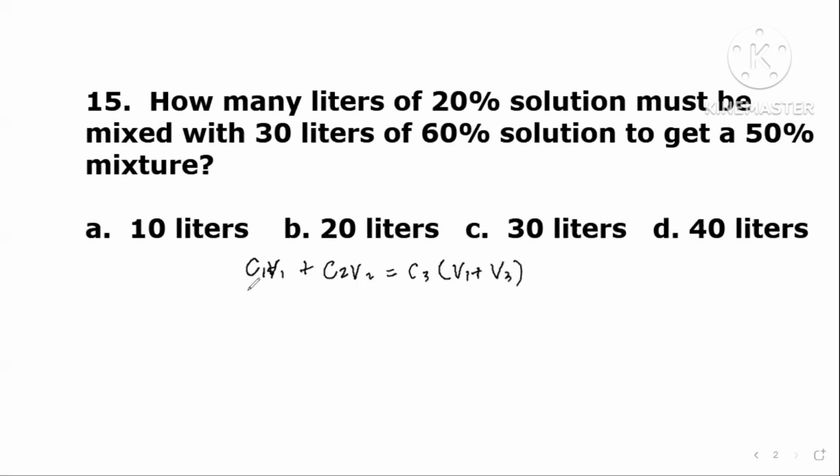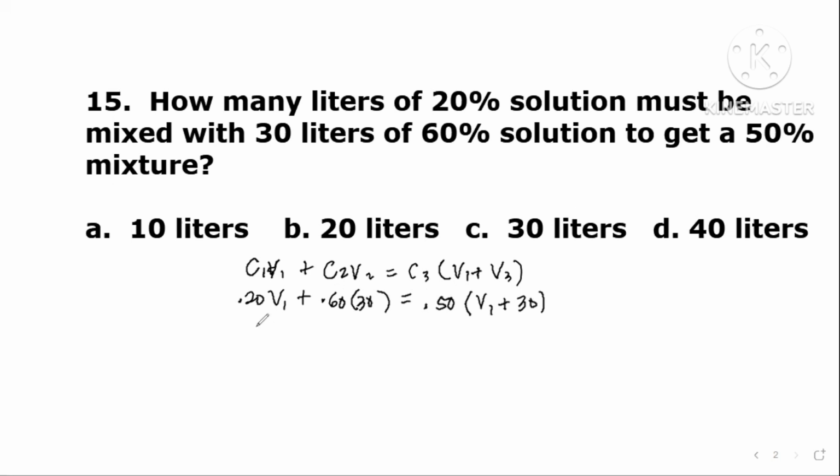Yung pong C ay concentration ng mga solution, yung V po yung mga volume nila, no? Now, V1 plus V2 yung pong pinag-combine na volume ng dalawang solution. So, let us substitute, no? The concentration of the first solution is 20%, so this is 0.20 V1, ito po yung nawawala, plus C2 which is 60% or 0.60. V2 is given, that is 30 liters, equals C3 which is 50%, that is the new concentration, and then add natin yung dalawa, V1 plus 30.